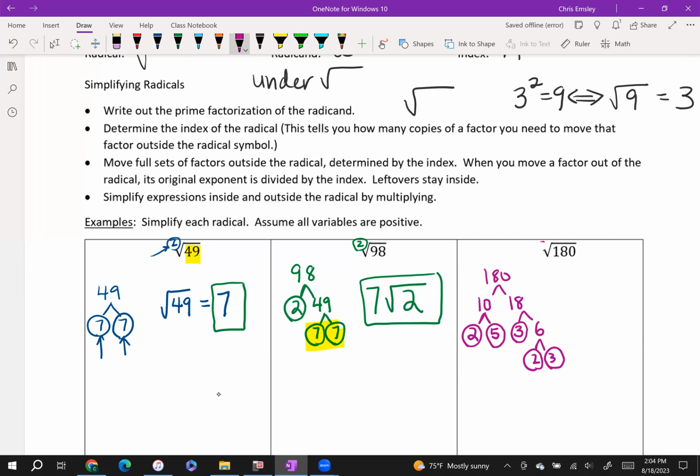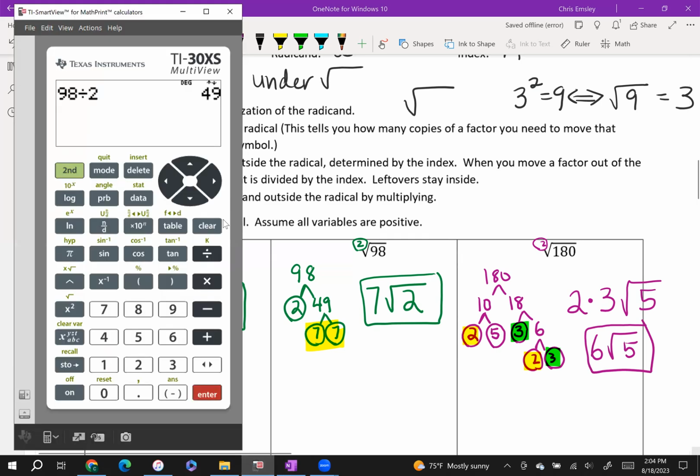Again, this one is another square root, no index there, so we know it's 2. So we are looking for pairs of numbers. I have a pair of 2s, so the 2 gets to come out of the radical. It's like you got freed. Yay! There is also a pair of 3s, so a 3 gets to come out of the radical also. Those two are going to be multiplied together eventually. And then the lonely 5 has to stay inside because we don't have a pair of 5s. We would simplify this further. 2 times 3 is 6 times the square root of 5. So there is our simplified radical.